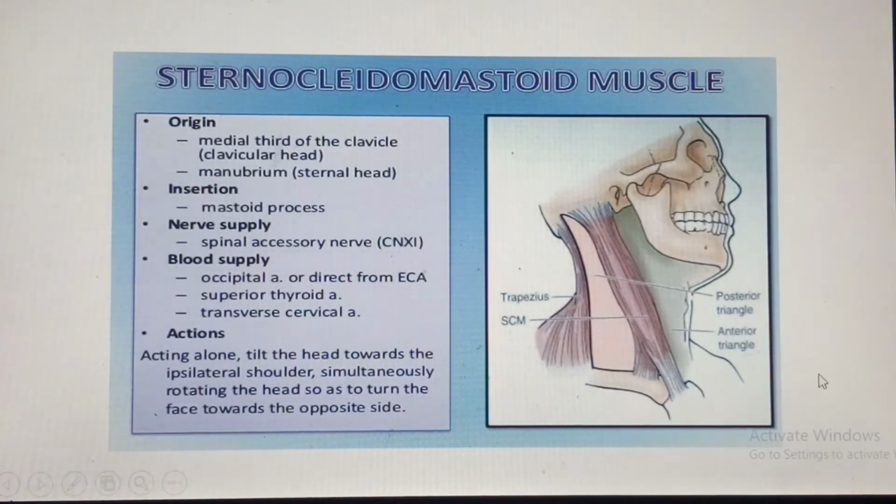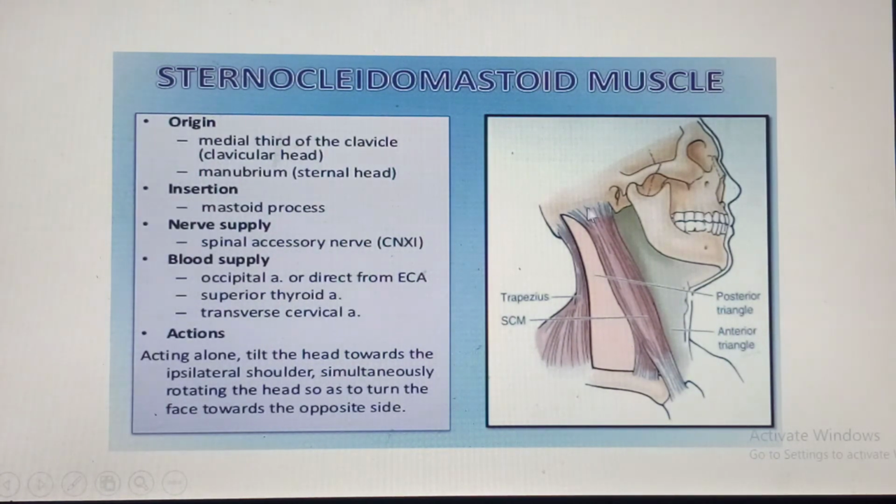Now, another muscle which I want to look at is what we call the sternocleidomastoid muscle. I told you that when we looked at the trapezius muscle, its medial border forms the posterior border of the posterior triangle of the neck, and that its motor supply comes from the spinal accessory nerve. Another muscle in the neck region whose motor supply comes from the spinal accessory nerve is the sternocleidomastoid. This muscle I'm going to talk about.